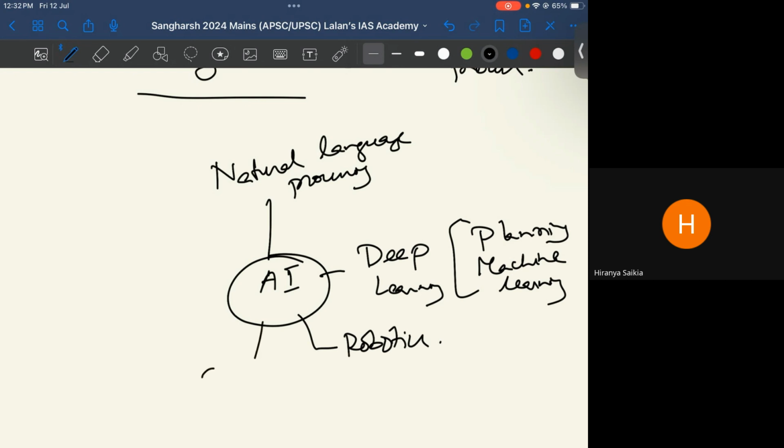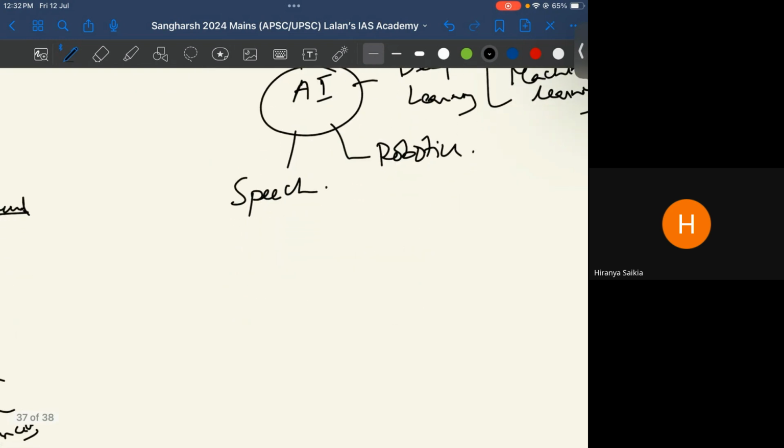Then speech related things, like text to speech, or speech to text, I speak and it is coming in written form, or I write something and it is being read out. Those are part of AI, right? The audible and e-books, the audio books we listen to, those are also a kind of product of artificial intelligence.